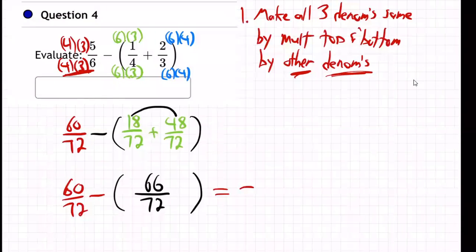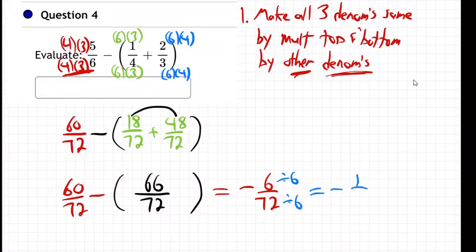Subtract those 2 and you get minus 6 over 72. Because now again, the denominators match, so I can do things. I can add them, I can subtract them. And now let's reduce that fraction. If you divide top and bottom by 6 there, you'll get minus 1/12. And there's the answer on that one.